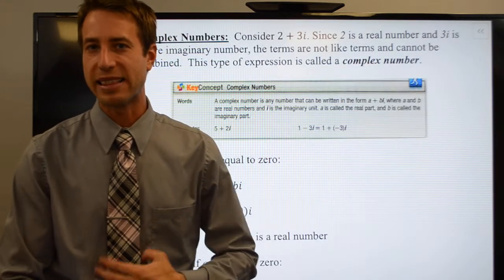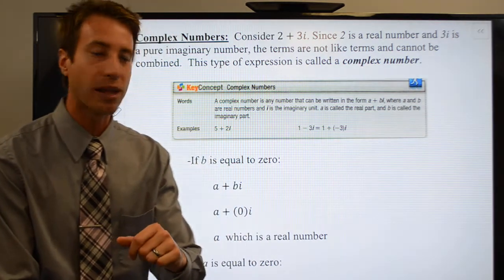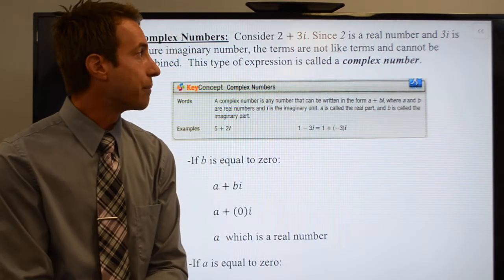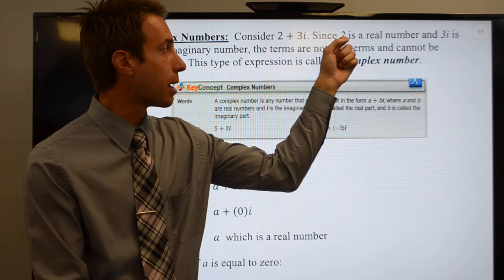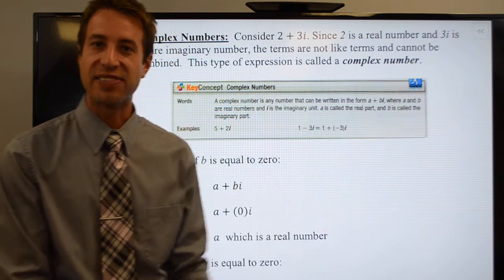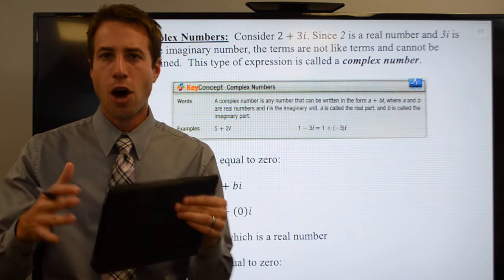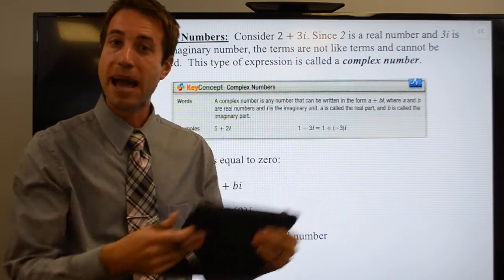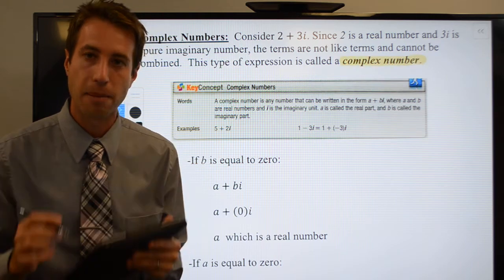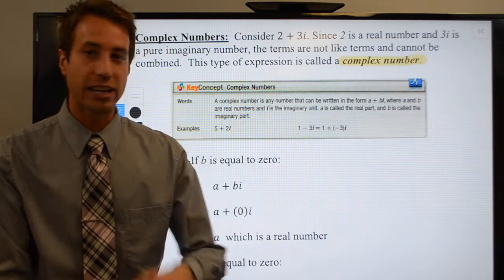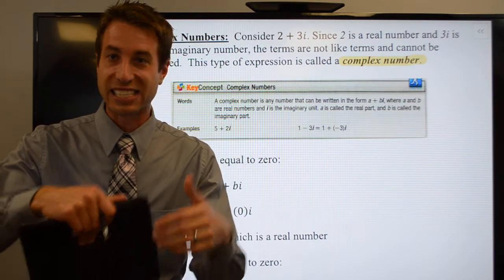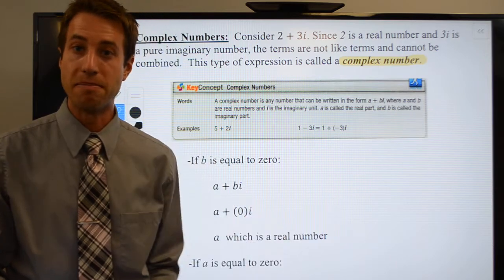That's not the only way that these numbers are going to show up, though. And for example, I give you one right here where you have 2 plus 3i. What we've got here is the real number 2 at the beginning, and then the imaginary number 3i at the end. And when this happens, when we have a real number and an imaginary number, we call this collectively a complex number. So actually what we're talking about here is the complex number system, and we call it a complex number, right, because it's a combination of both real and imaginary numbers.